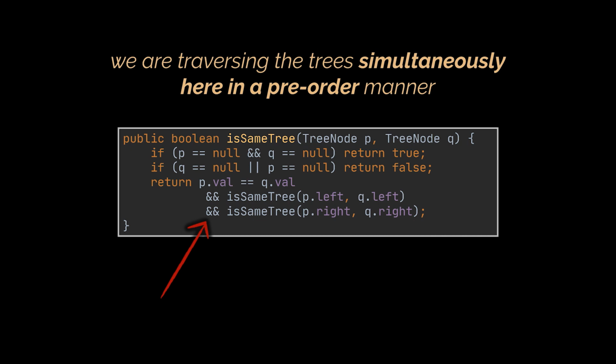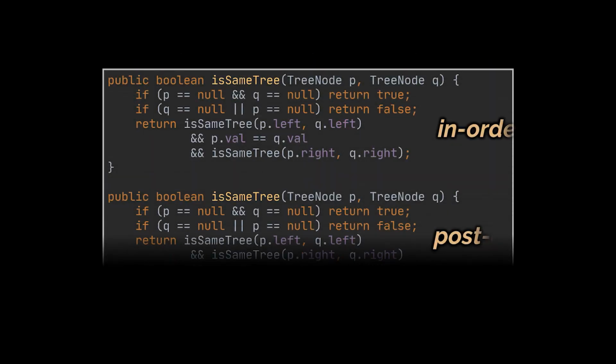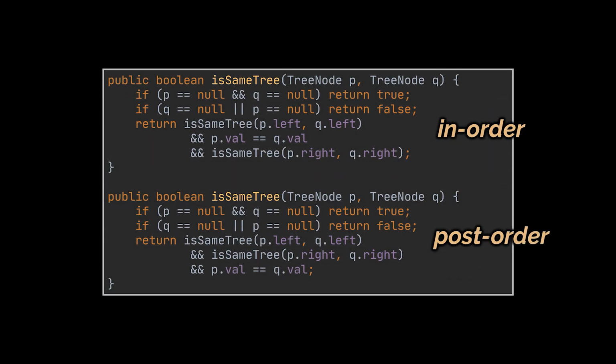Notice that by writing the conditions the way we did, we are traversing the trees simultaneously in a pre-order manner. We can also traverse them in an in-order or post-order manner, but at this point the performance will not be affected, so you are free to pick the one you want.